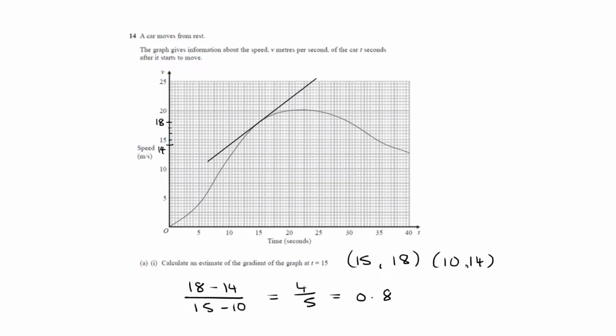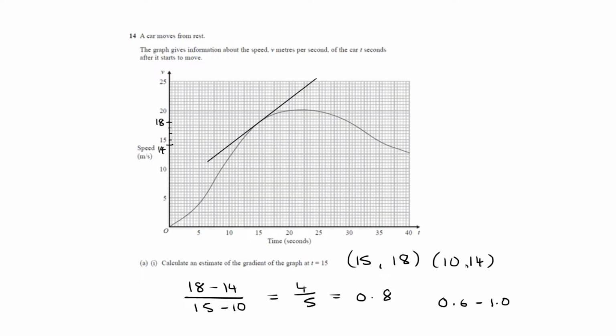That's quite good. But then because this one mentioned calculate an estimate for the gradient, they haven't said what the gradient is, if that makes sense, what it represents. Now, this one, they did say anything between 0.6 and 1. So I'm like bang on right in the middle of that. So that's good. But as long as you get anything between those two ranges, that's fine.